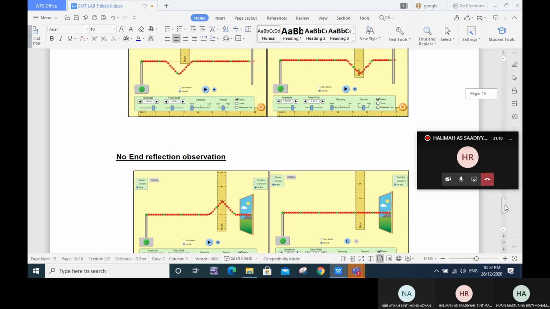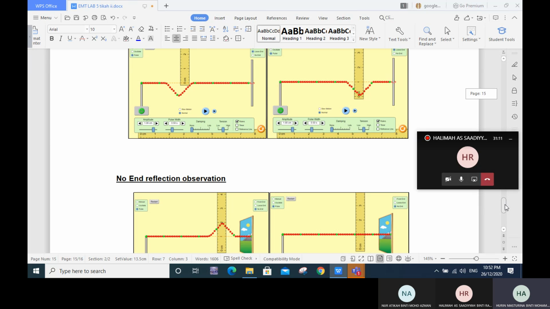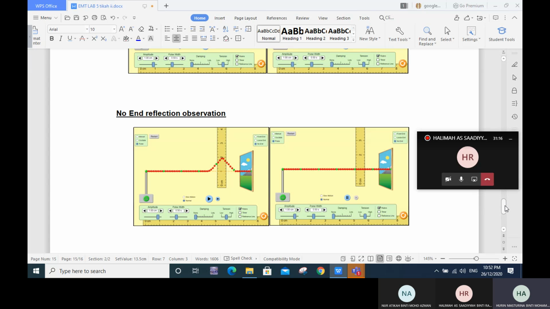Lastly, we move to the no end reflection. For this no end reflection, we also use the same parameters, which are 1 centimeter amplitude with 0.5 second pulse width without damping and medium tension. As we click on the pulse button, the pulse wave moves toward the right end with 2 centimeter amplitude.